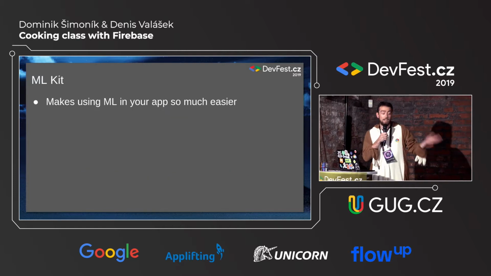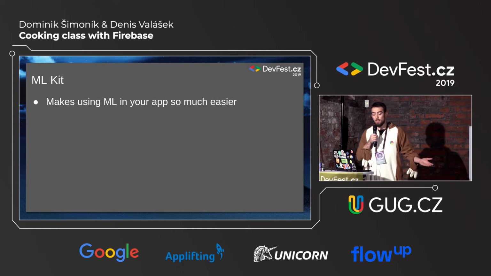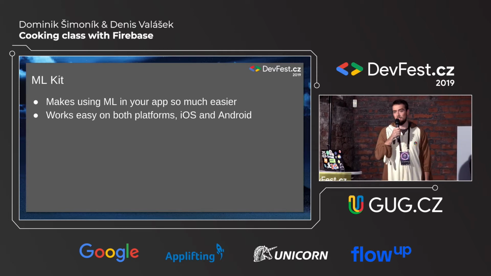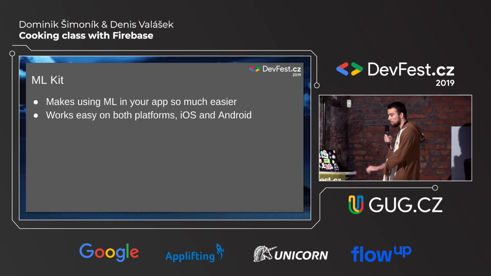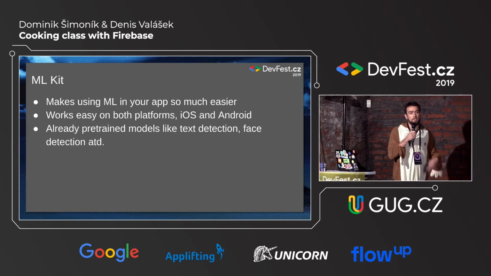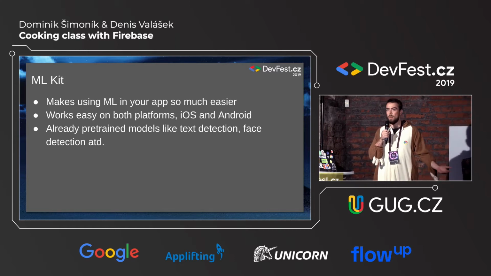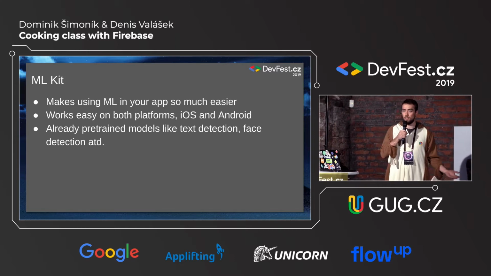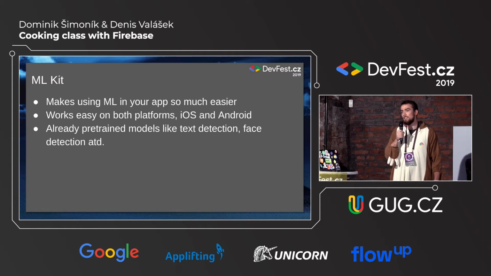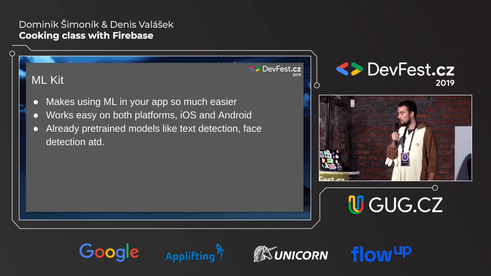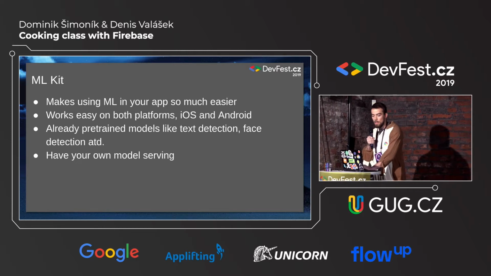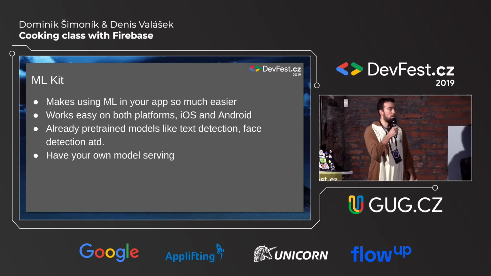As I said, it makes using machine learning so much easier. It works easily on both platforms, iOS and Android. Already there are some pre-trained models such as text recognition, object detection, and face recognition. Last year, or not this year, offline translation was launched, for example. You take a photo of text and it will translate on your device. And it also has custom model serving.